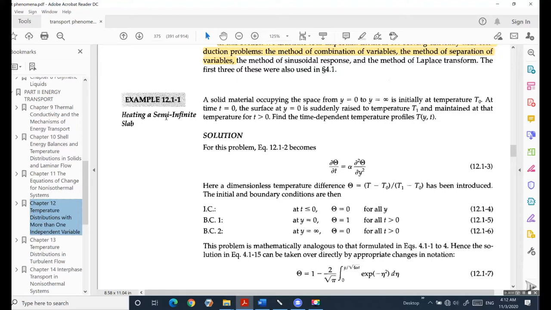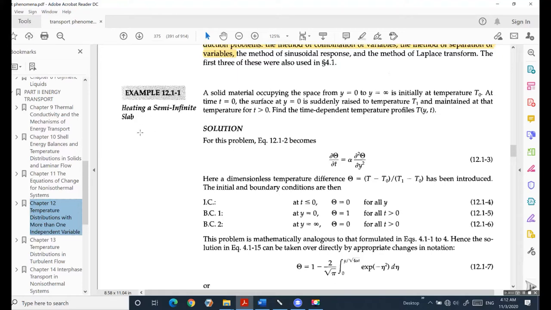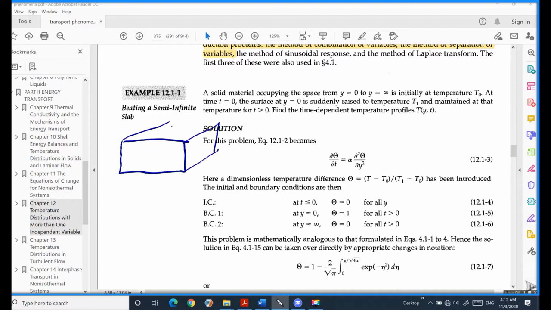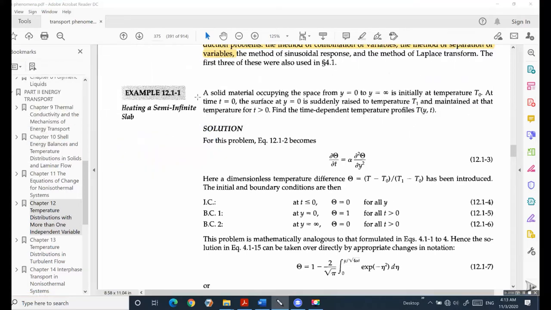Okay, in the first problem, let's quickly look over it. Heating a semi-infinite slab. Consider a slab like this. This is the solid, and this is the y direction, but we call this semi-infinite. We defined before the meaning of semi-infinite. For example, the Earth has some surface, and on the surface there is some temperature distribution. Any kind of system like this we call a semi-infinite system. Okay, let's continue.